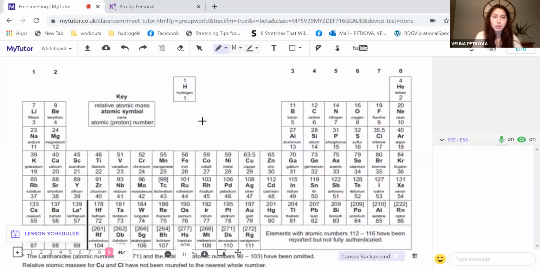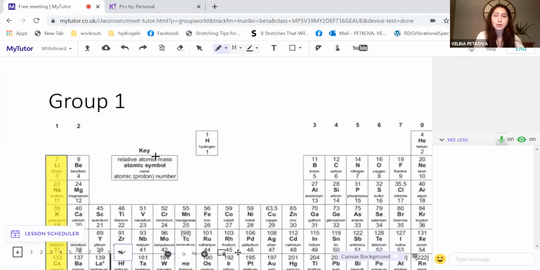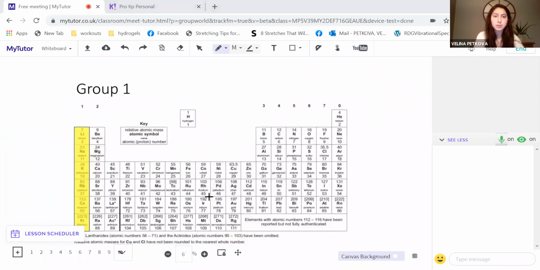So here is your noble gases again. Now let's move on to our group 1. Where is our group 1 on the periodic table? It is here, as indicated in yellow. What does it mean if the element is in group 1? How many electrons does it have in its outer shell? Write that down. Yeah, perfect, 1.